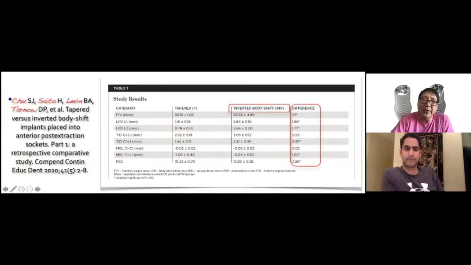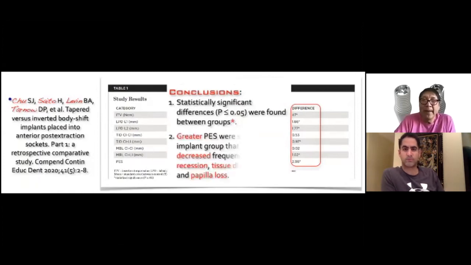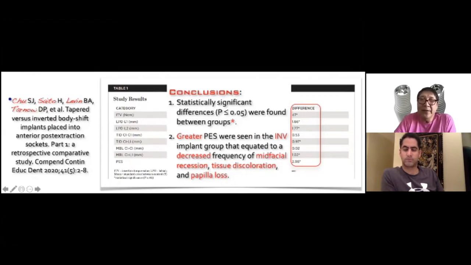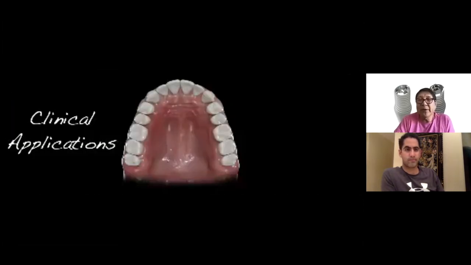Again, there were statistically significant differences, and this is the conclusion: we had better aesthetic outcomes with the inverted body shift implants, which led to less recession, less tooth discoloration, and less papilla loss. That was really the key behind this study. So this study just came out. Just to finish on this topic, what are its clinical applications?